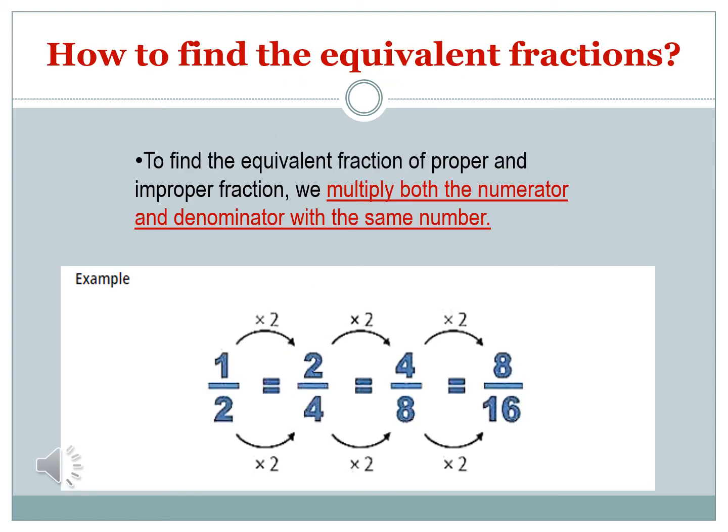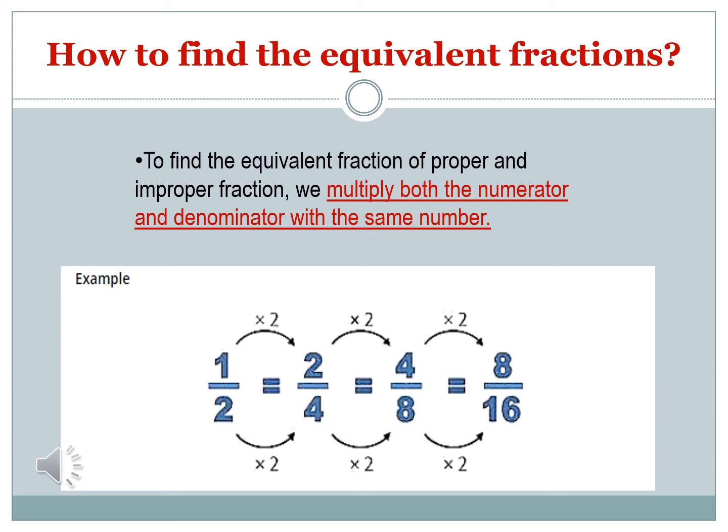Let us now try to find equivalent fractions of a given fraction, which is very easy. Now we have an example here. We are starting from 1/2 as the fraction, and we are going to find 3 equivalent fractions of that, meaning 3 different fractions which are equal to 1/2. So how to do that? To find the equivalent fraction of a proper and improper fraction, we multiply both the numerator and the denominator with the same number, right? For example, in this, the numerator is 1 and the denominator is 2.